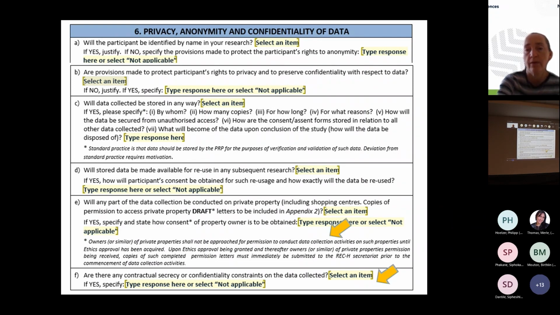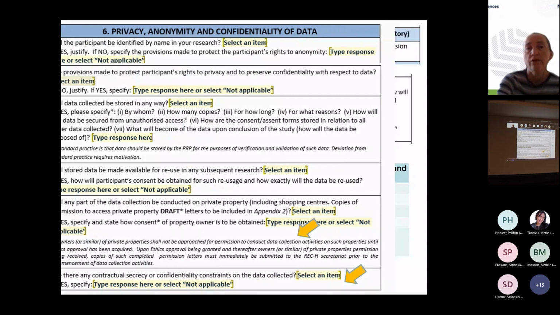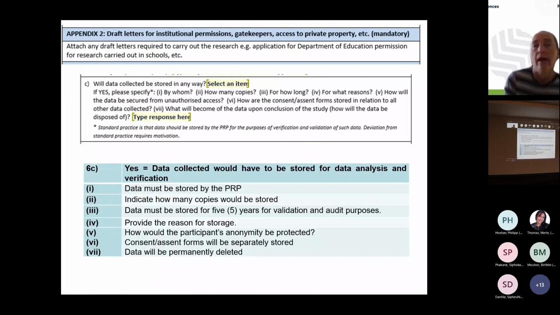Okay, so we've spoken about those two. So C is asking, will data be stored in any way? If we say yes, data collected would have to be stored for data analysis and verification. By whom? Data must be stored by the PRP, but it can also be the PRP and the PI. How many copies? Okay, so indicate how many copies would be stored.